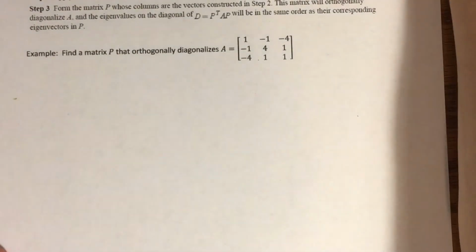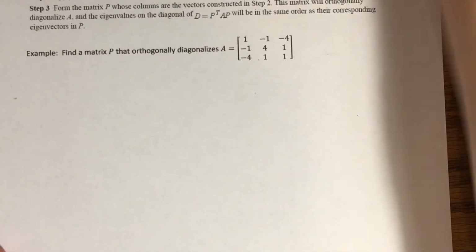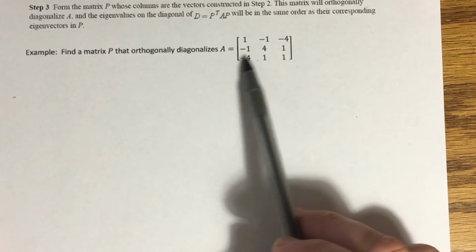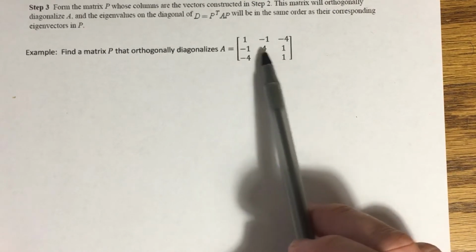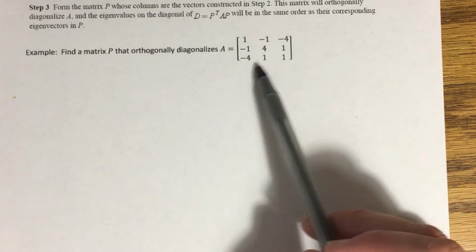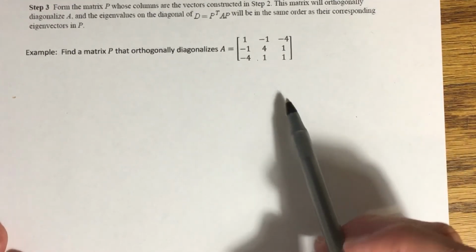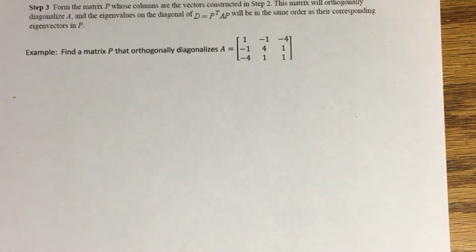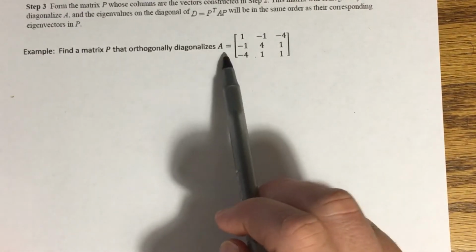What we want to do is orthogonally diagonalize this matrix A. And you can see by inspection this is a symmetric matrix. Remember, this would not work. We couldn't do this if this matrix was not symmetric. So first things first, we need to find the characteristic equation or characteristic polynomial for A.